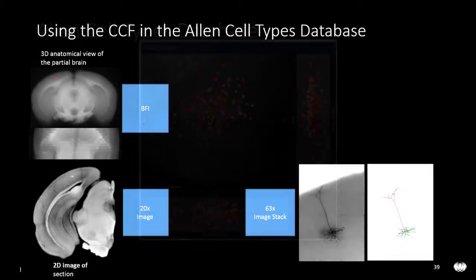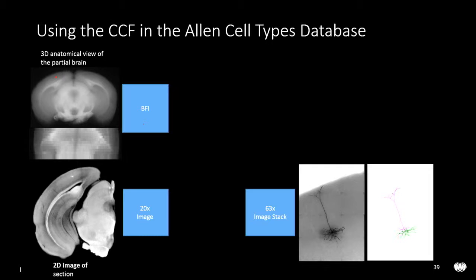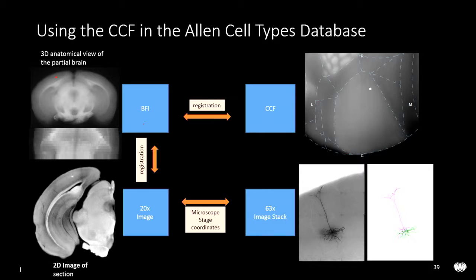In order to map each one of those cells, we had to collect some additional data. So the first one, represented in the upper left, is a series of block face images that were collected of the mouse brain as part of the process. We took those, and that provides the global context to map into the CCF. A lot of the cells got a high-resolution image stack represented in the lower right. And to connect those, we also had to collect one additional image, which was a 20x image of the brain where we collected that cell.